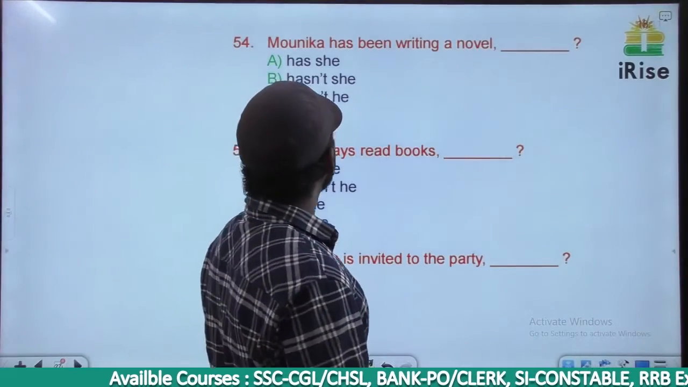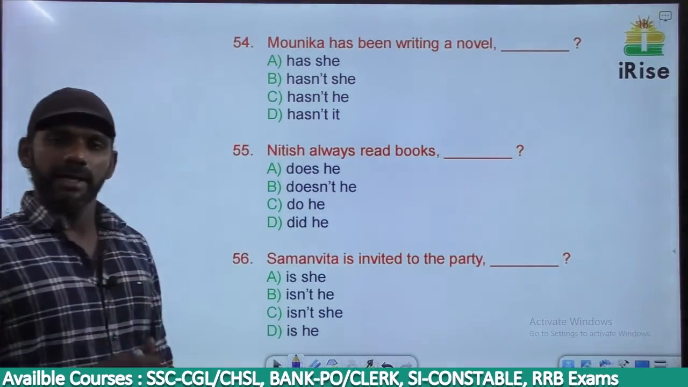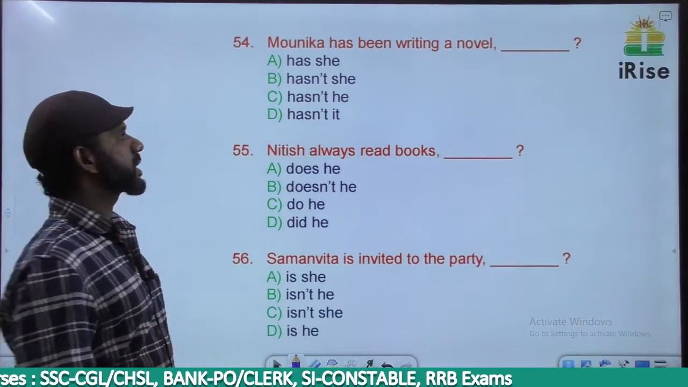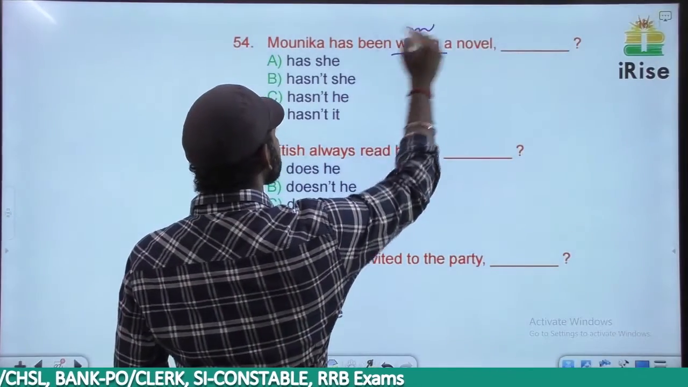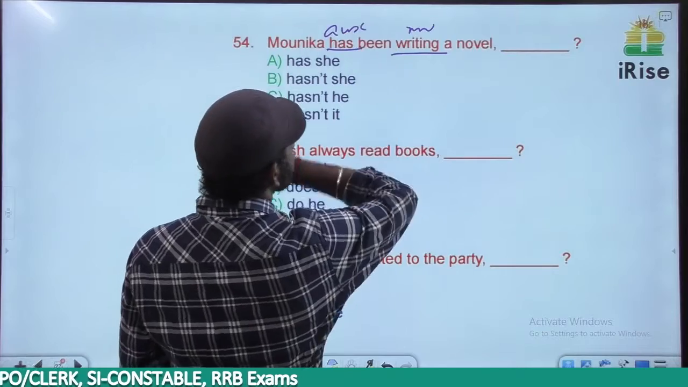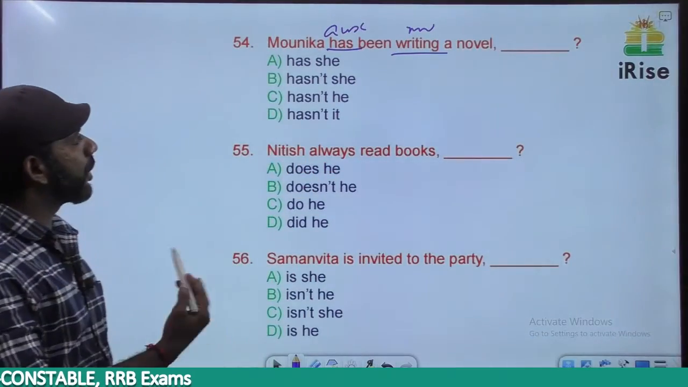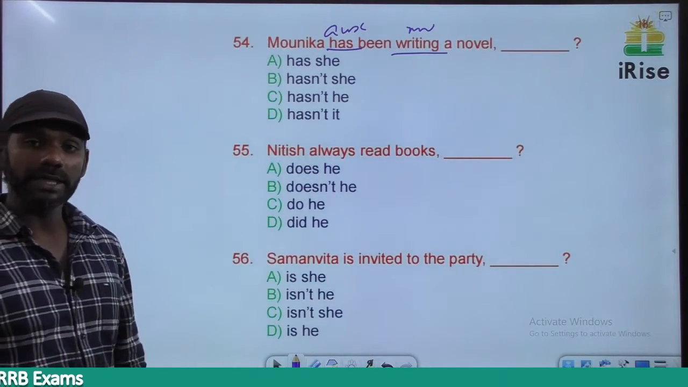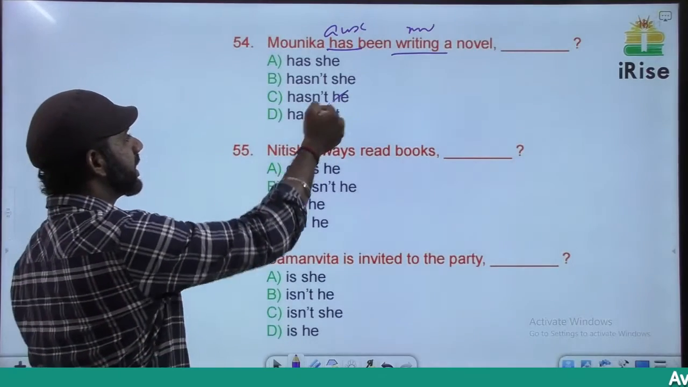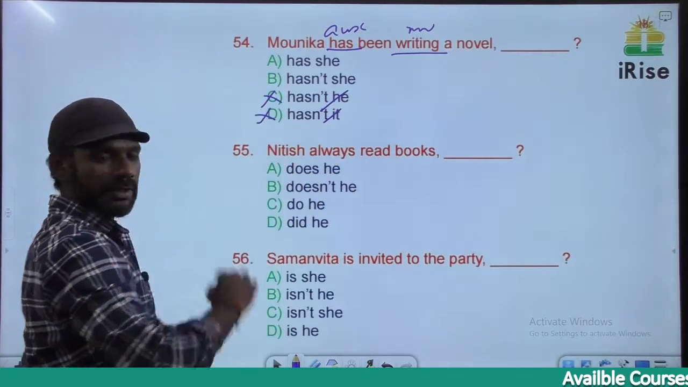Monica has been writing a novel. Writing is a main verb here, action. So has becomes the auxiliary verb here. And we have to frame the tag using has. All the options start with has. Monica, female. Based on that, he is eliminated. It is anyway gone. Right.